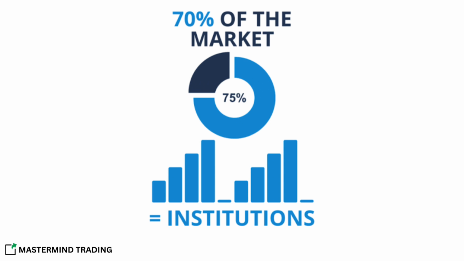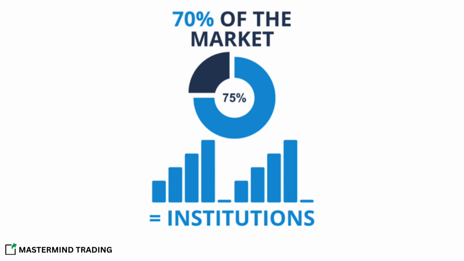Because trading is a game of numbers, and in this case, a game of money and capital, banks and institutional traders make up roughly 70% of the market. It means that to a very large extent, they influence market movement. They influence which direction the market moves.